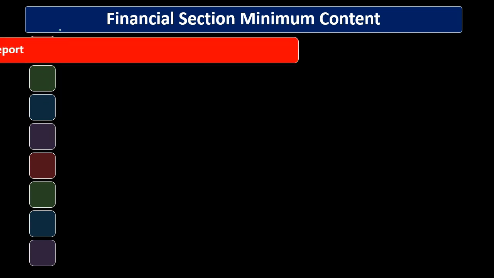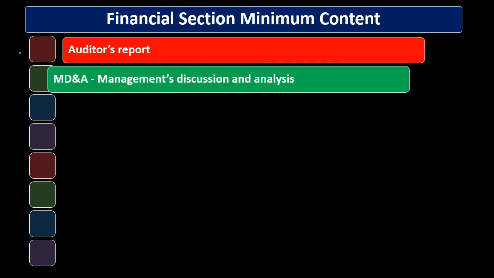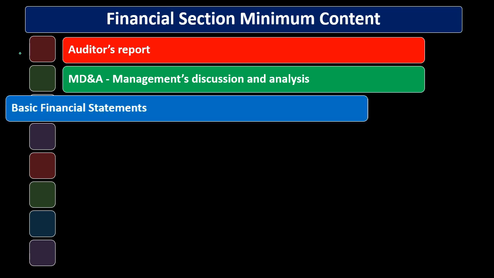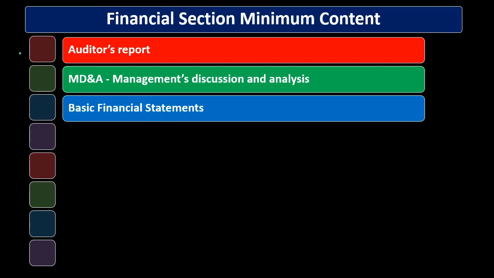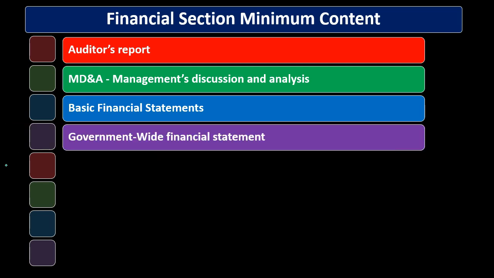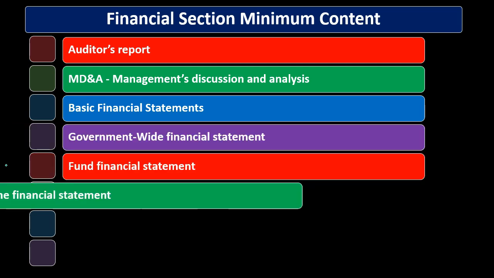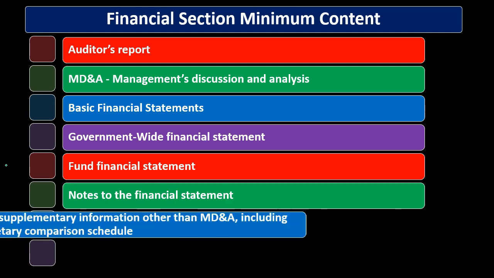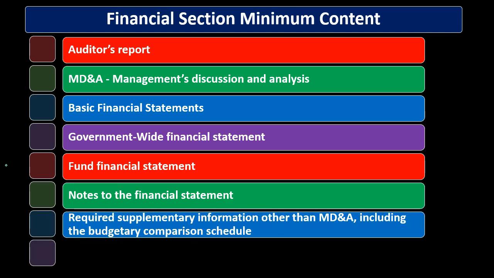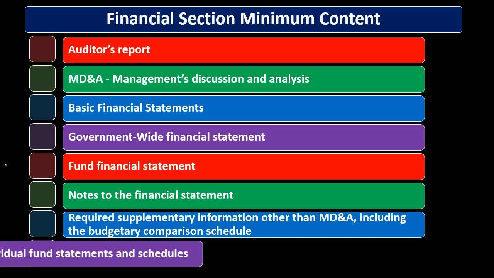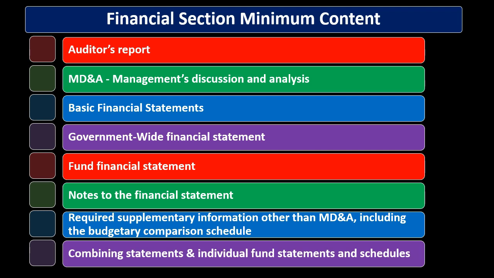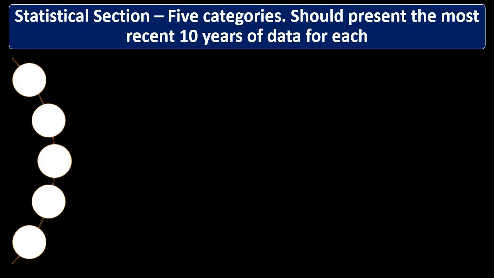The financial section, this is going to be the minimum content for the financial section, including the auditor's report, the MD&A, that's the management's discussion and analysis, the basic financial statements, government-wide financial statements, the fund financial statements, notes to the financial statements, required supplementary information other than the MD&A, including the budgetary comparison schedule and combining statements of individual fund statements and schedules.